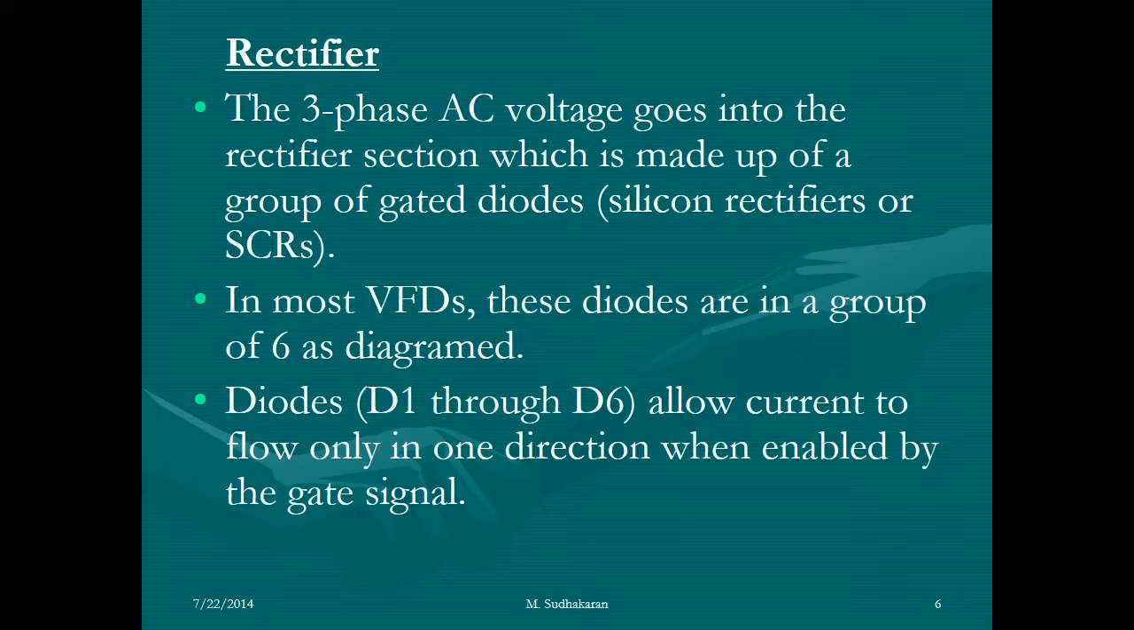Rectifier. The three-phase AC voltage goes into the rectifier section, which is made up of a group of gated diodes, silicon rectifiers or SCRs. In most VFDs, these diodes are in a group of 6 as diagrammed. Diodes D1 through D6 allow current to flow only in one direction when enabled by the gate signal.